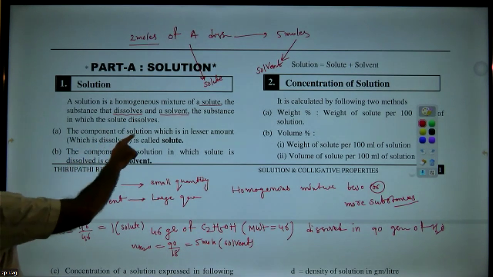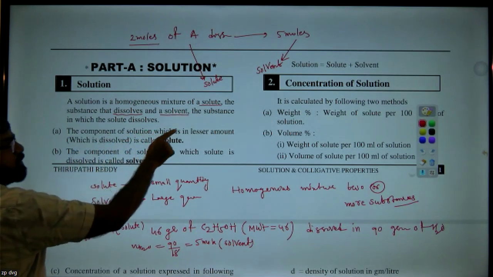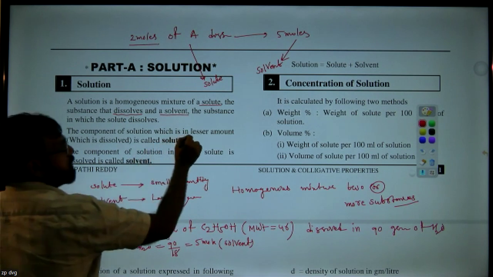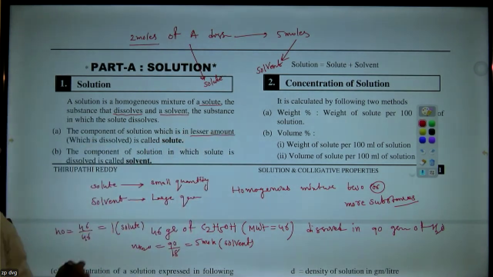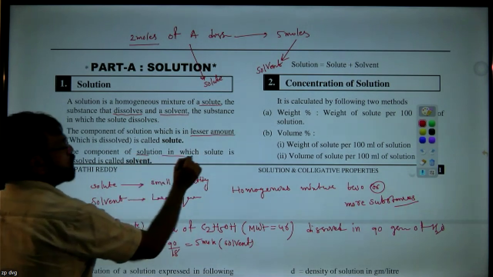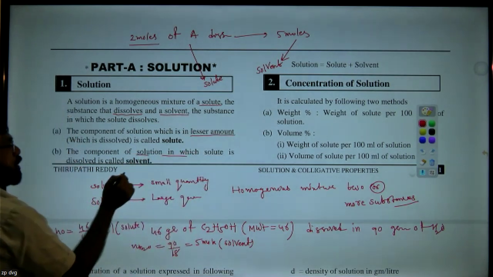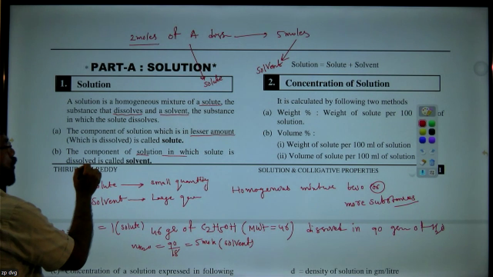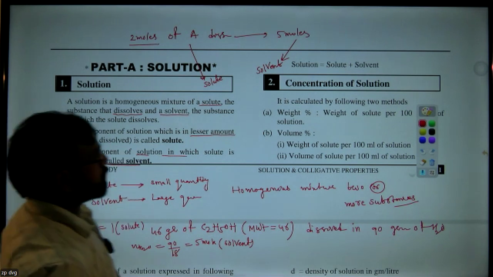Here they have given that the component of solution which is present in the lesser amount is called solute. The component of solution which is present in the higher amount is called as solvent.